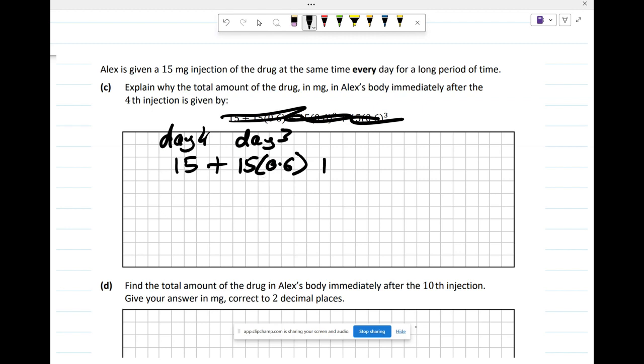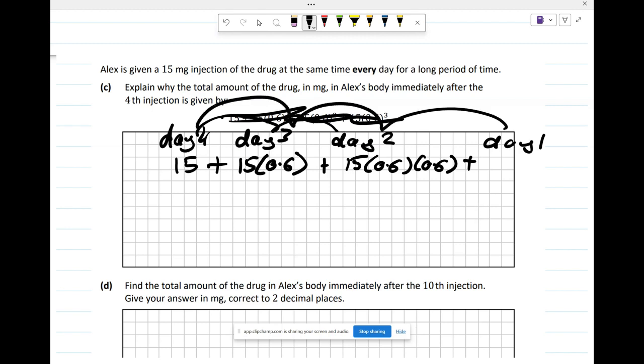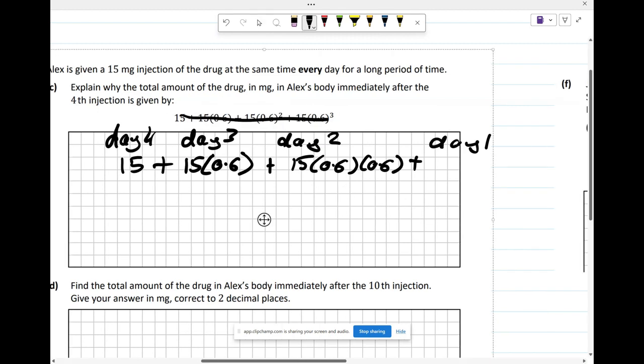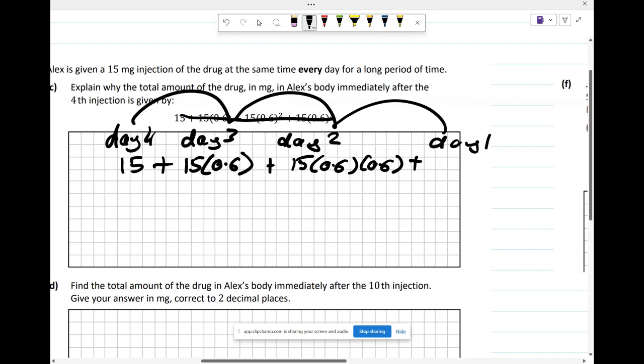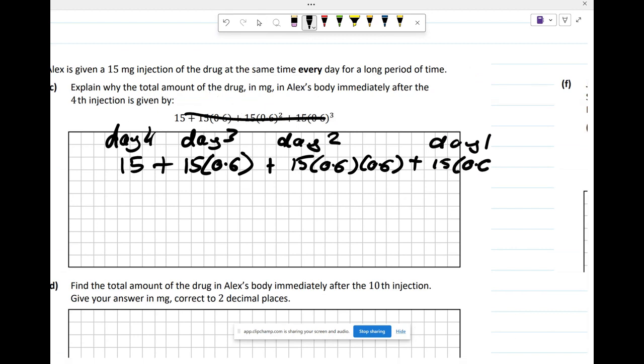But also we have the drug that he got on day 2, and this has had 2 days to decrease. So this is 15 times 0.6 squared. Or you can think of it like 0.6 times 0.6, which is the same thing. And then finally, day 1 had 1, 2, 3 days. And so that's 15 times 0.6 to the power 3. Now you can see that this is exactly what they wanted.